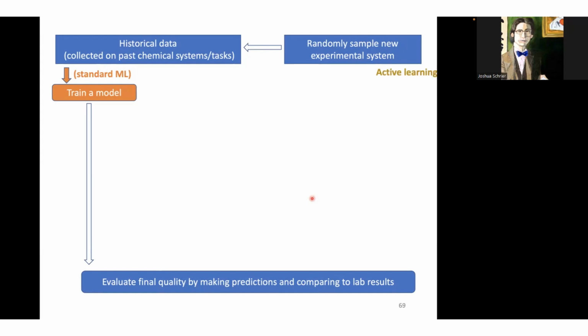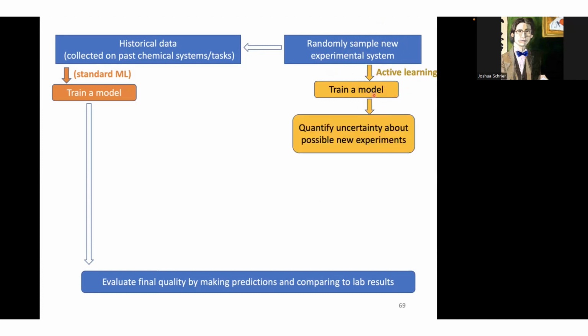A way to do that is through active learning. The idea is that we're going to start with some random sample of experimental results. We can train a model based on that small sample of results. And then we'll quantify the uncertainty that model has about new experiments that could be performed.